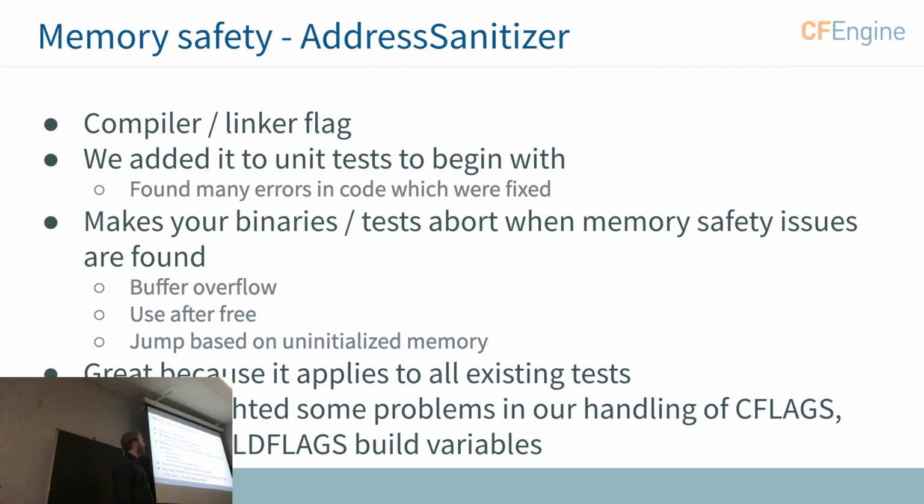Then probably my favorite, AddressSanitizer. This is a flag that's built into the big C compilers, Clang and GCC. You need to give it as a compiler flag and a linker flag. It adds special instrumentation to your binaries, special instructions, and it also links to a shared object library to replace the normal malloc and things like this. And what it does is it finds a lot of memory safety problems.